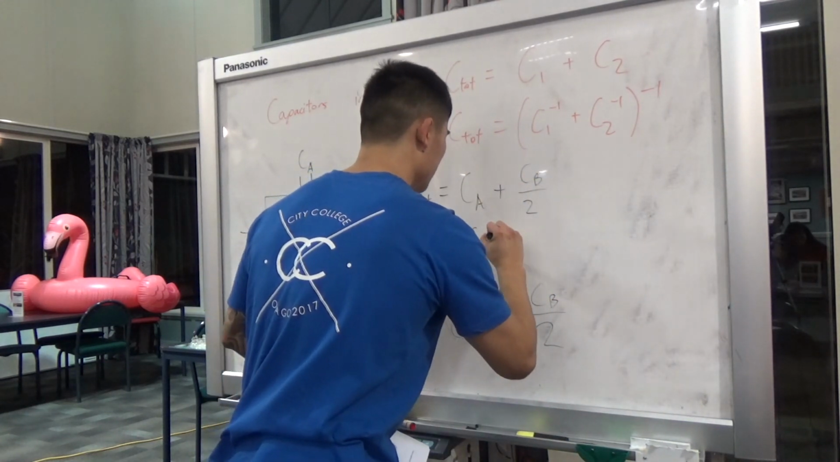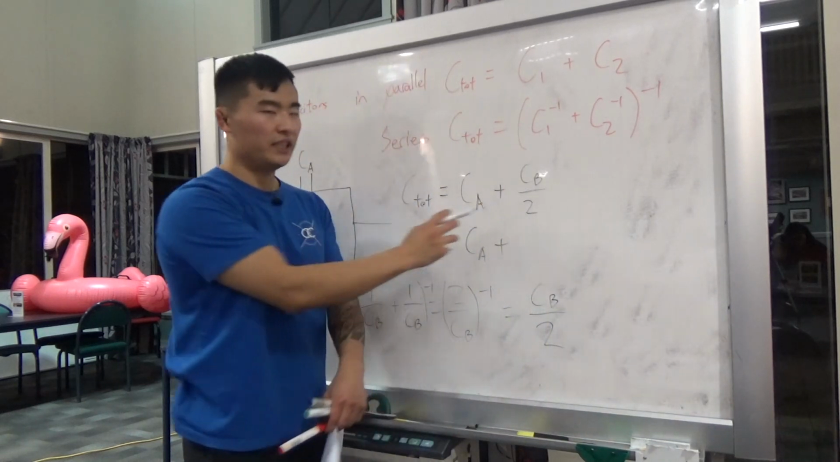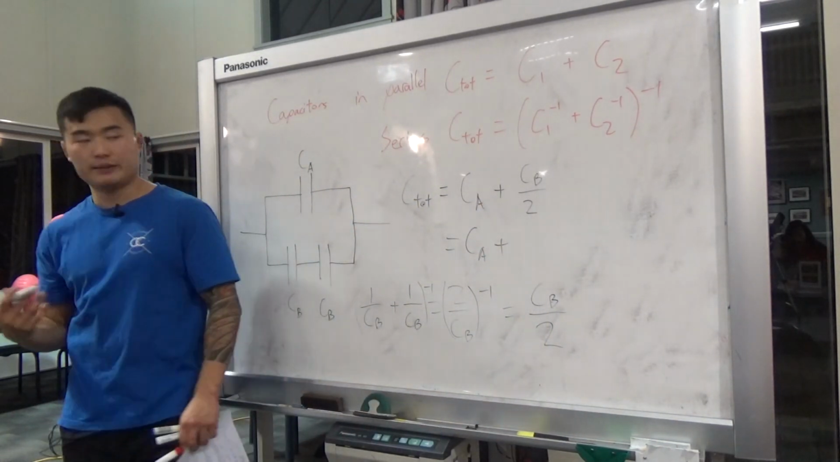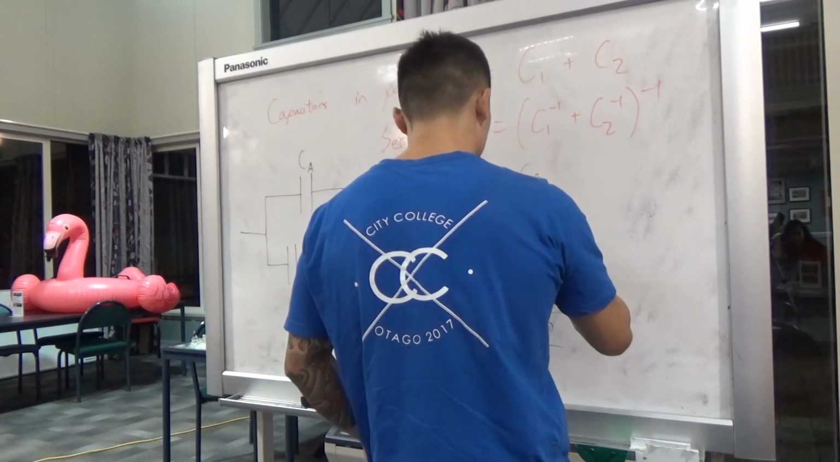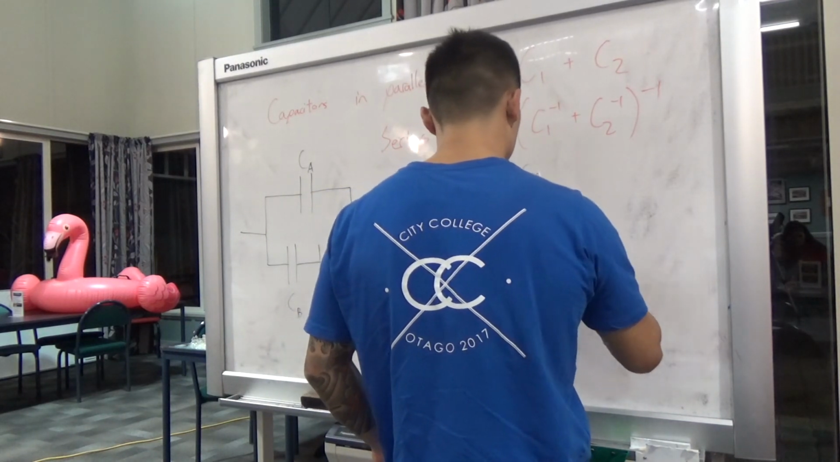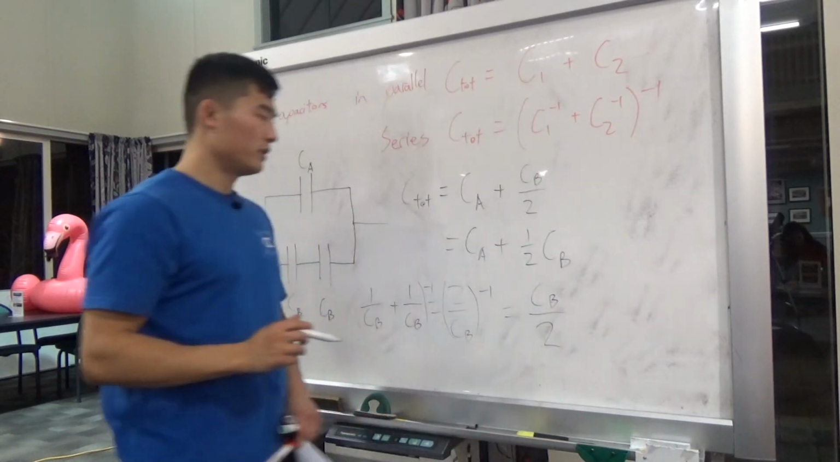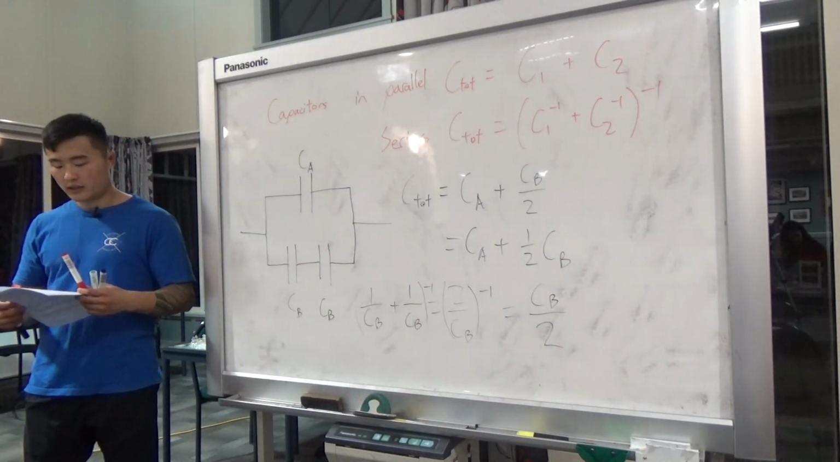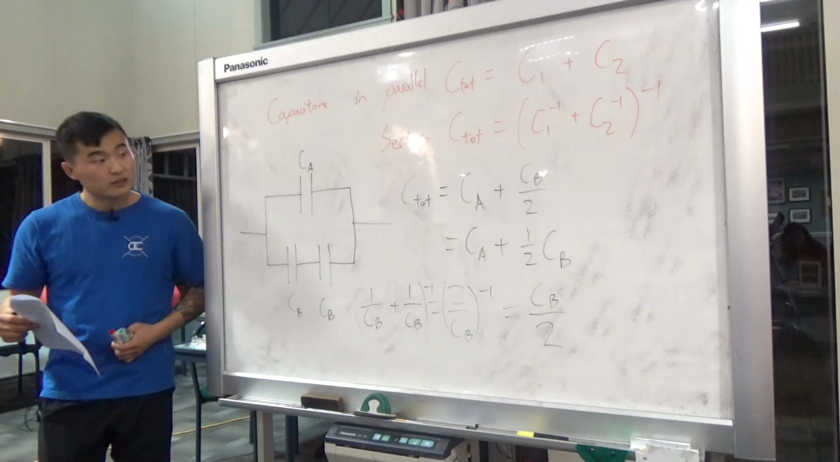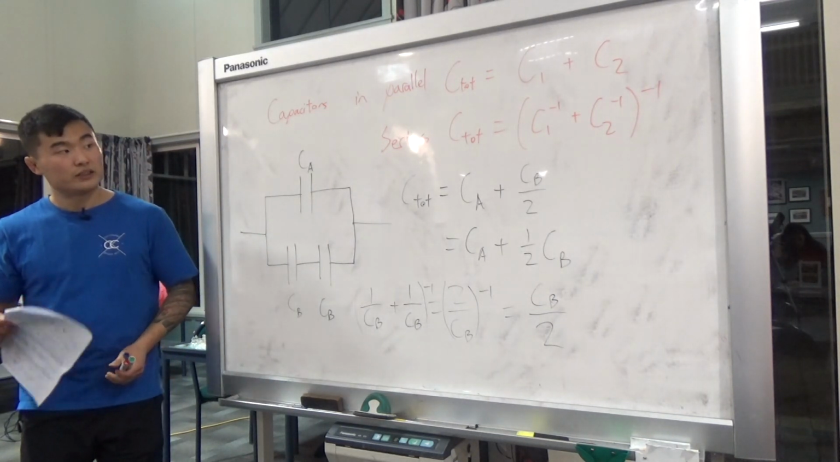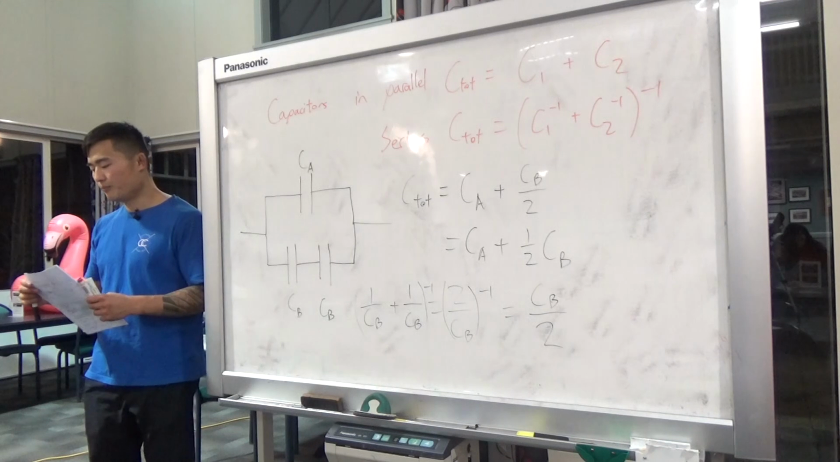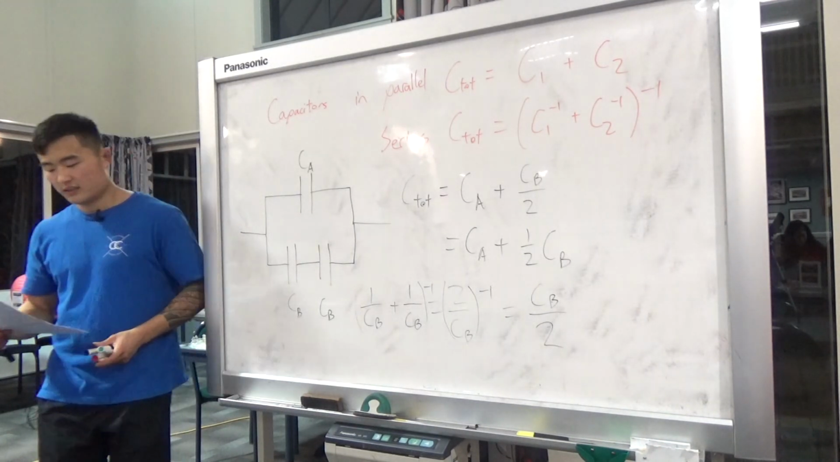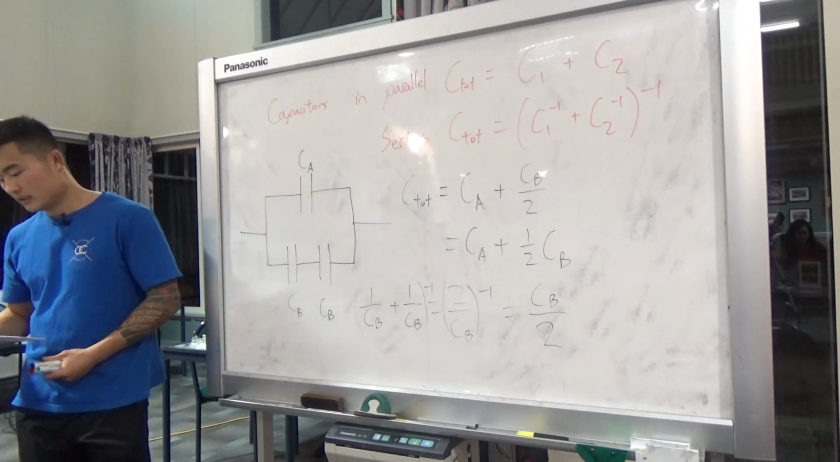And CB divided by 2 is the same thing as half times CB. Okay, so that's going to be our answer. Option B. Okay, so that's just a real mathsy kind of one. A lot of algebra. All right.